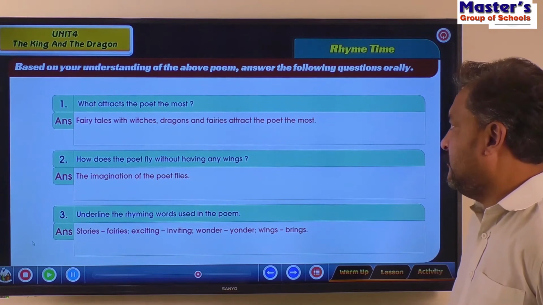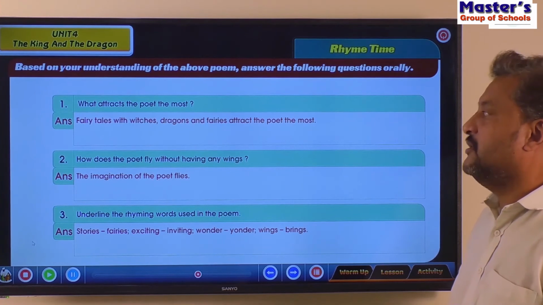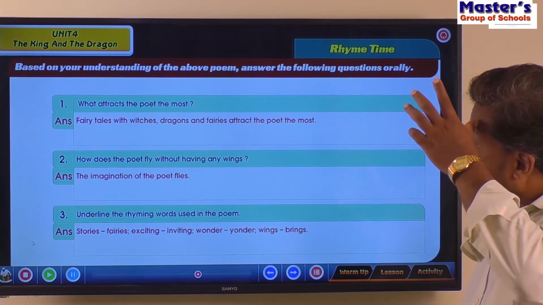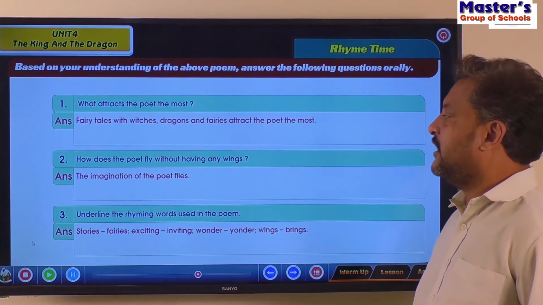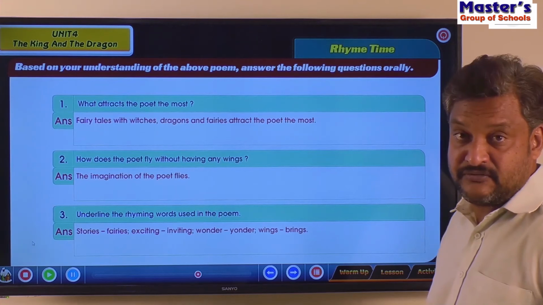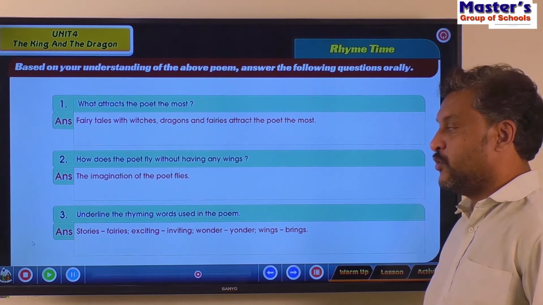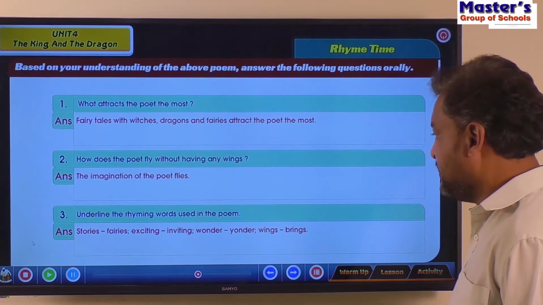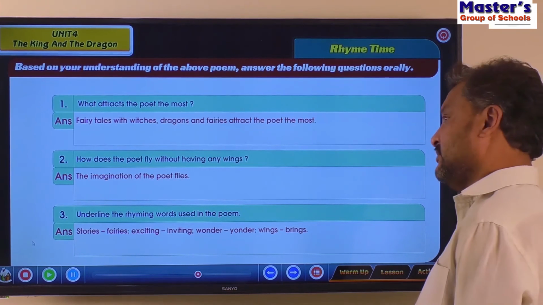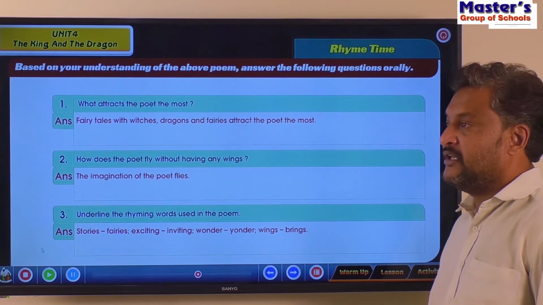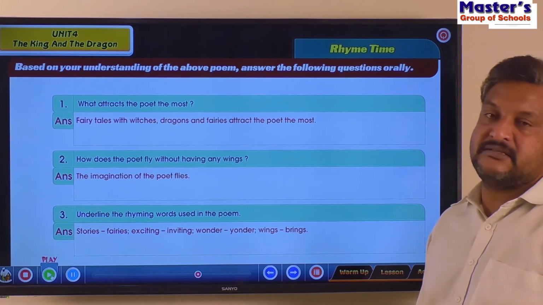So, now we will read these questions once again. What attracts the poet the most? Fairy tales with the witches, the dragons, and the fairies attract the poet the most. How does the poet fly without having any wings? The imagination of the poet flies. Underline the rhyming words used in the poem. Stories, fairies, exciting, inviting, wonder, yonder, wings, brings are the rhyming words, right? So now, I will keep the screen the same for another minute so that you can read these questions and their answers once again, right?